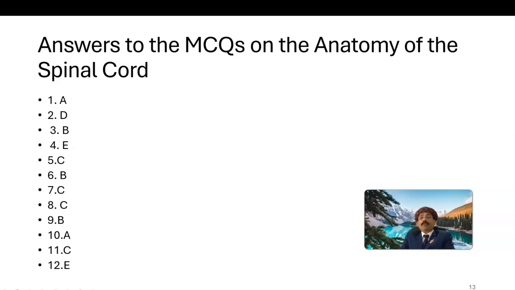And that's all about the MCQs on the anatomy of the spinal cord.